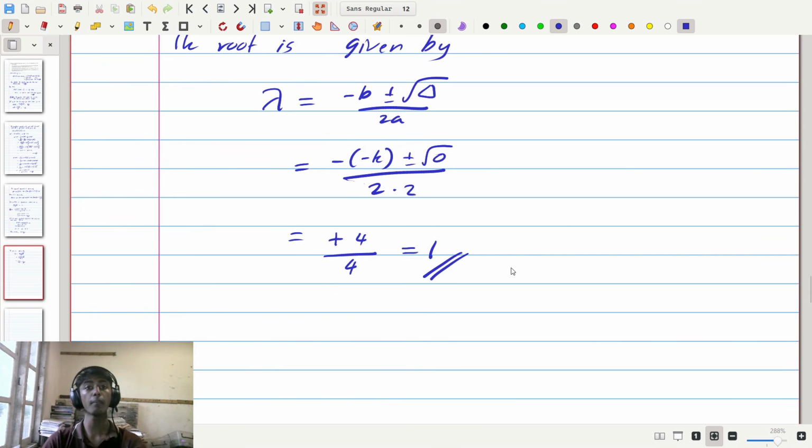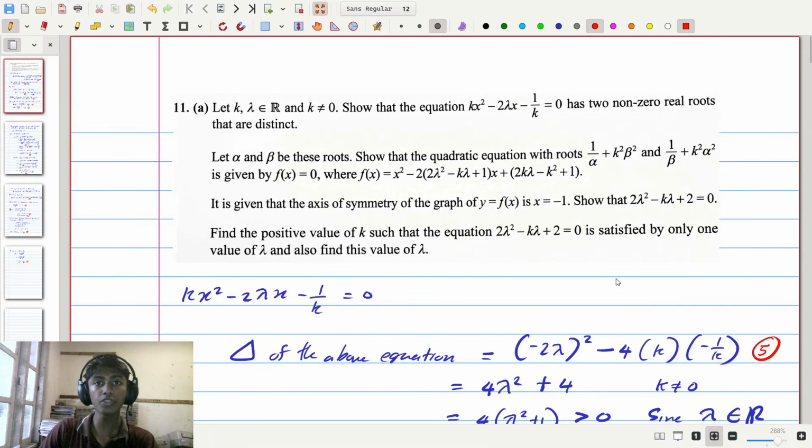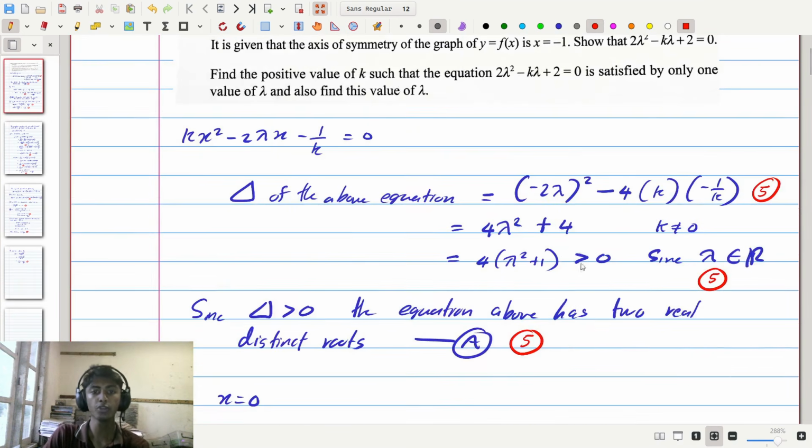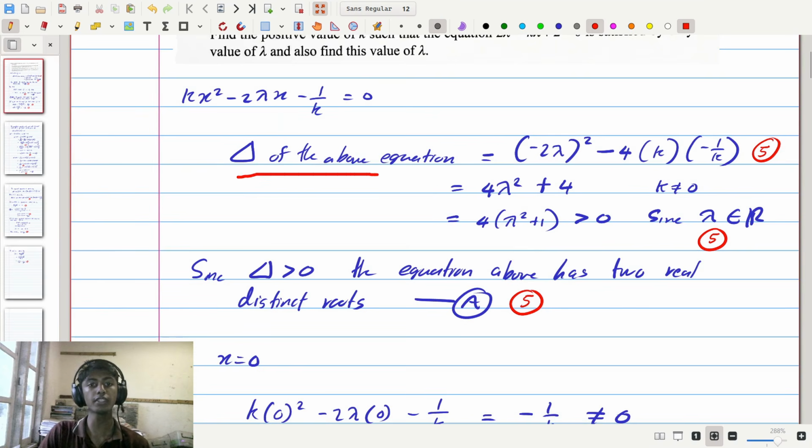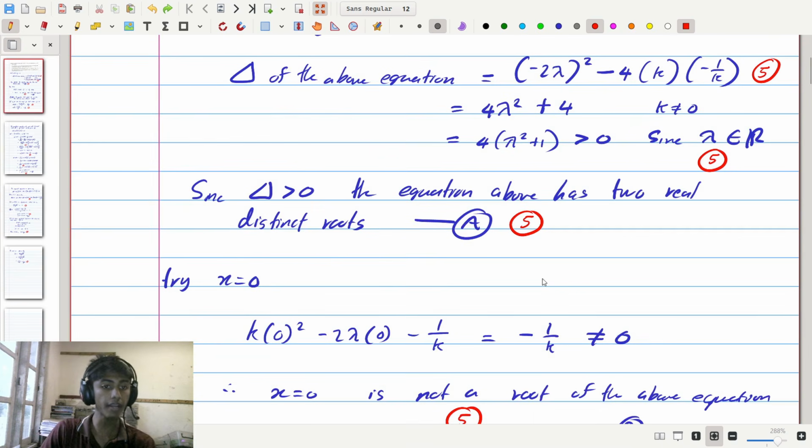Now finally, let's go up and discuss the marks order for this question. Now it should be noted that this question's marking scheme has not yet been released, and due to that, these marks may change, but roughly it will be like this. So at the start of the question, when you find the delta of the equation like this, for finding the values and directly substituting you get 5 marks, and then simplifying when you get this equation which is greater than 0, you get another 5 marks. And from that, when you then conclude that since delta is greater than 0, the equation has 2 real distinct roots, you get another 5 marks.